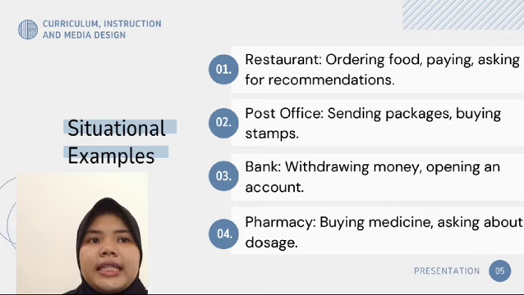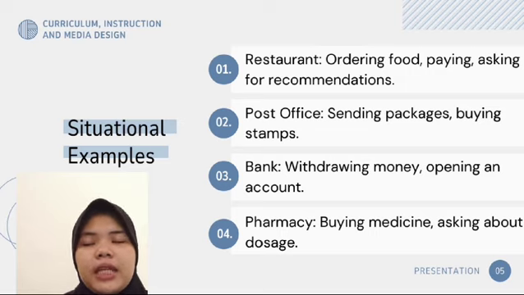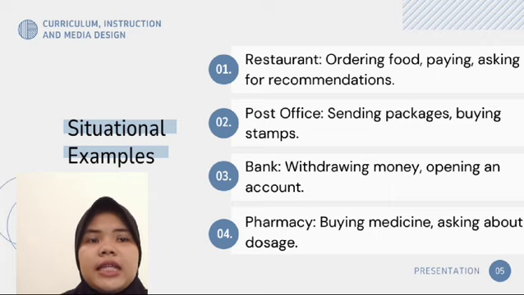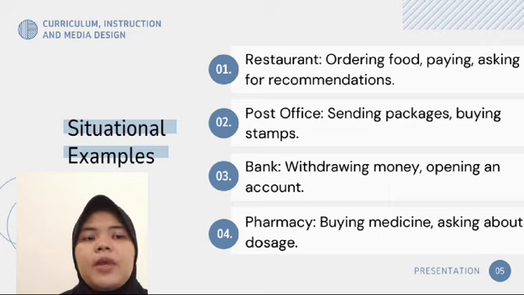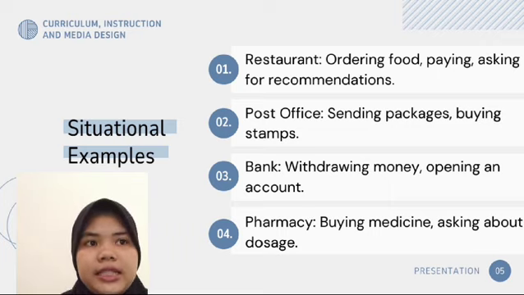And the second one is at the post office. They practice mailing letters, sending packages, and buying stamps. And the third situation is at the bank. They learn how to withdraw money, open an account, and ask for bank services. And the last situation is at the pharmacy. They practice asking for medicines, discussing symptoms, and understanding dosage instructions. By learning language in these realistic settings, students are better prepared to use it in real life situations.